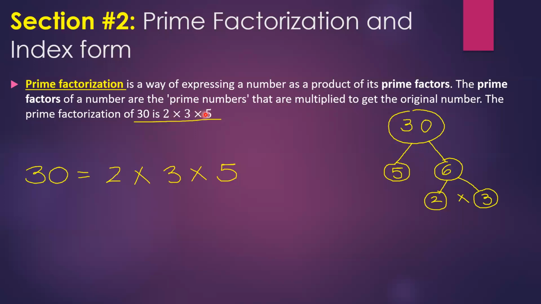2 times 3 times 5. So if we're trying to get 30, I think we did this in class before, Bethany. I think you remember. We just break it down, and we multiply 2 times 3 times 5 to get 30. Do you remember this, Bethany? Yes, sir. Good.